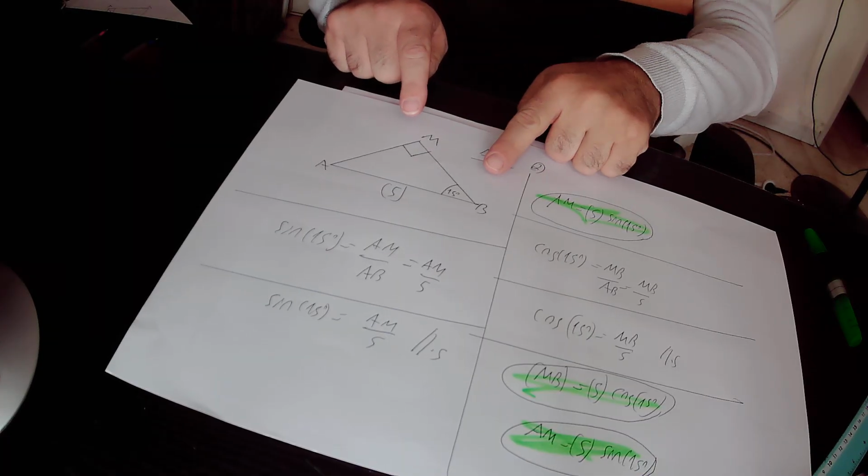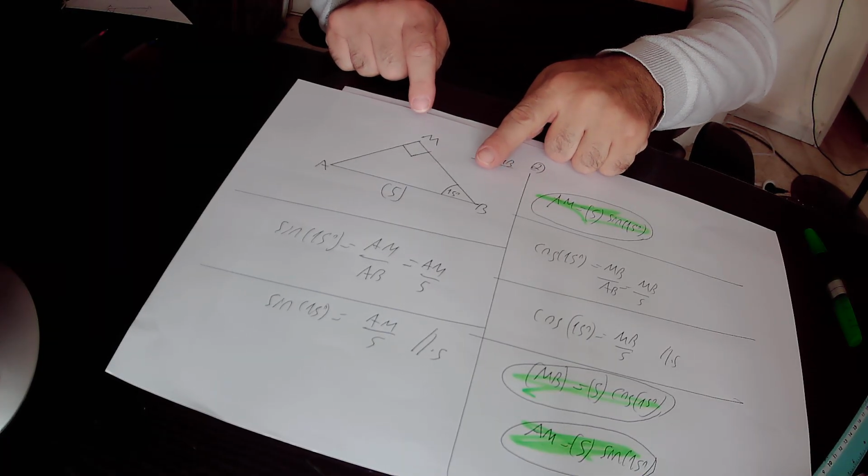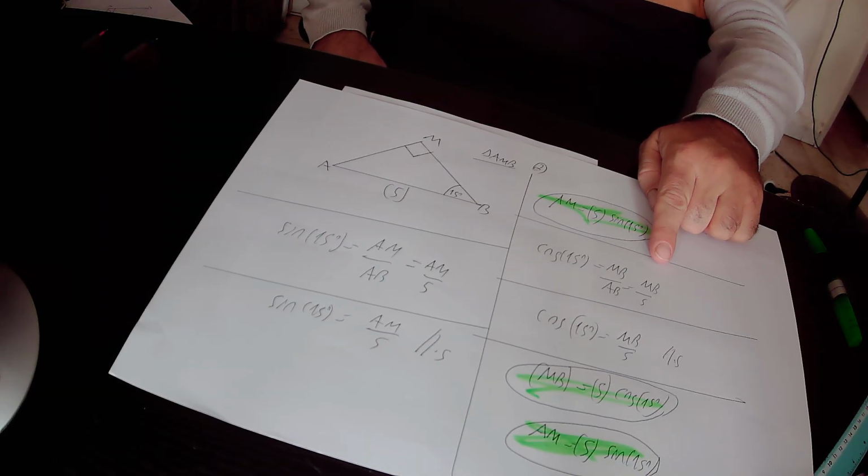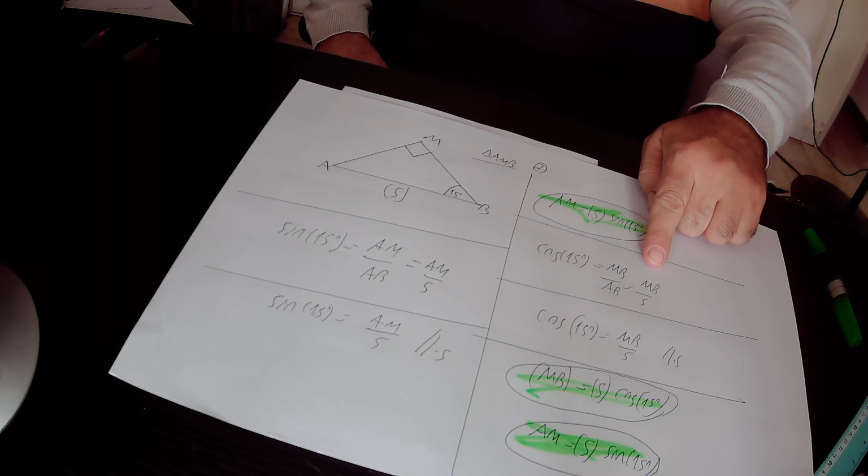Likewise, in this right triangle AMB, cosine 15 degrees equals MB over AB. AB is 5, so in total cosine 15 degrees equals MB over 5.